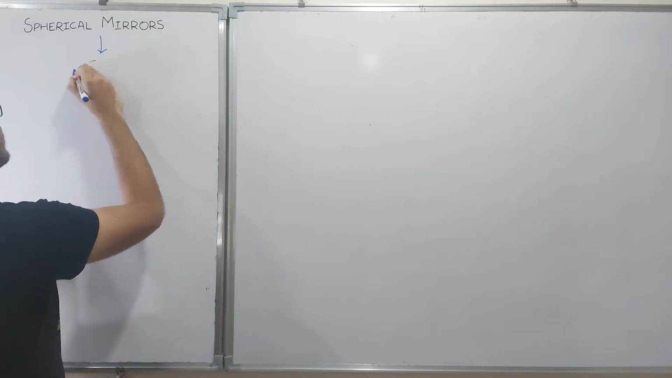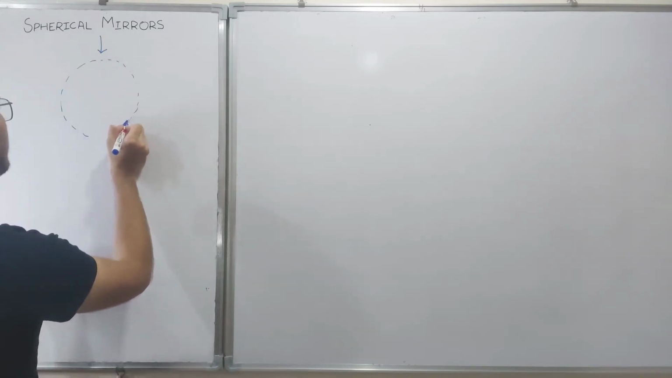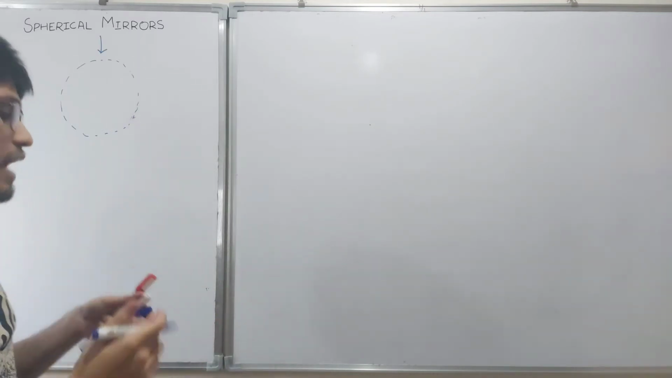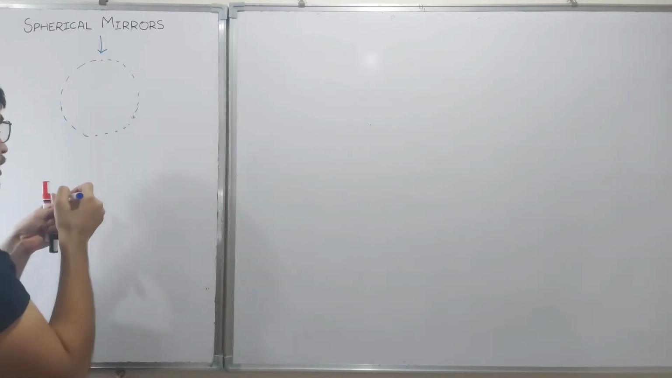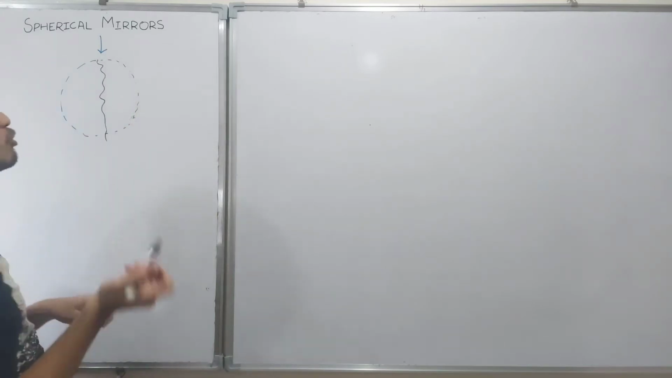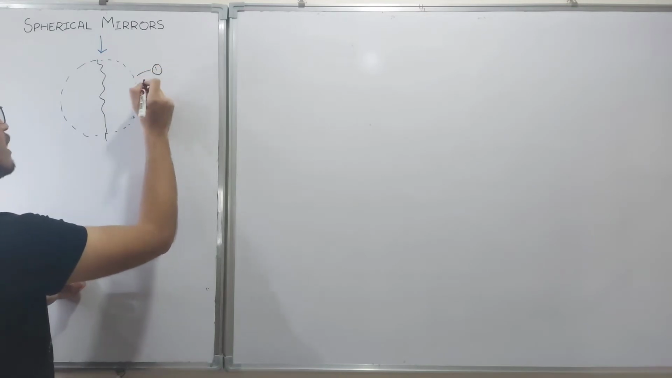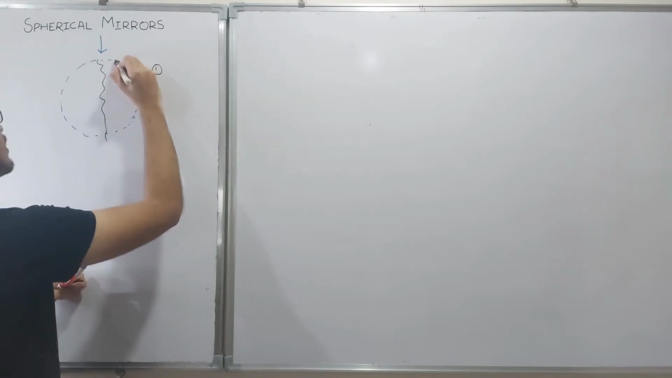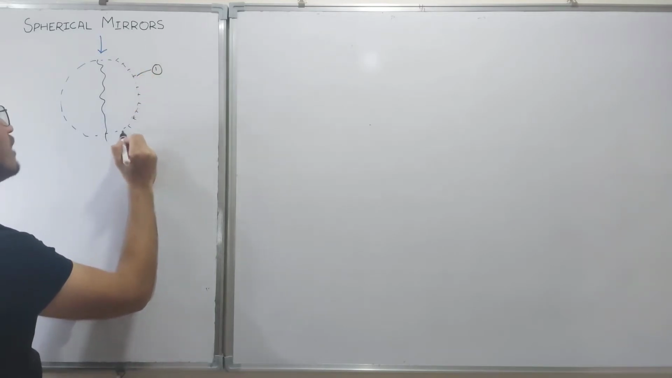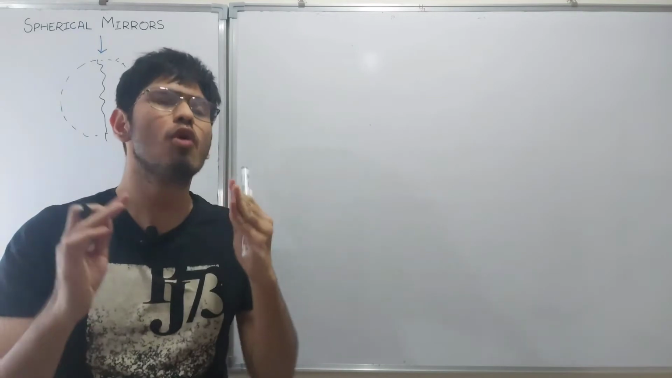Suppose that this is a sphere, a perfect sphere. We are going to divide this sphere into two parts. See, it is divided into two parts. Now, this is the first part, in which we are going to polish the surface from this particular side, and hence this mirror becomes a concave mirror.